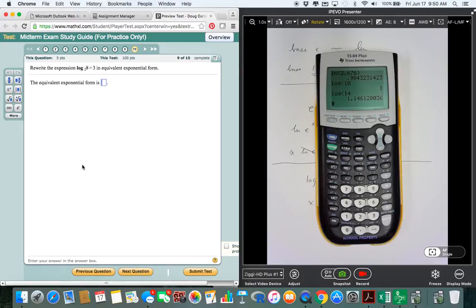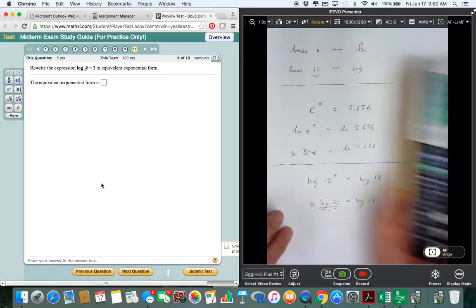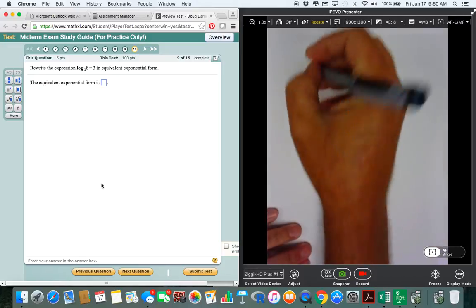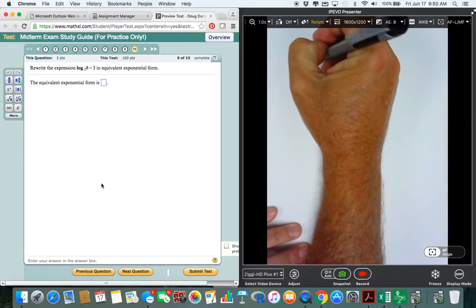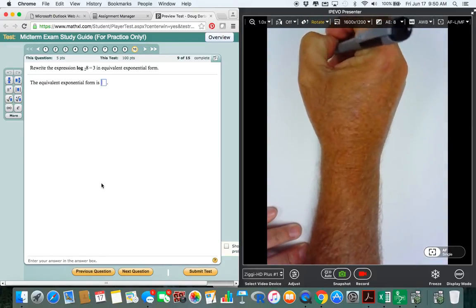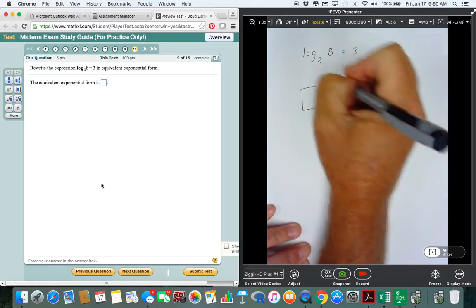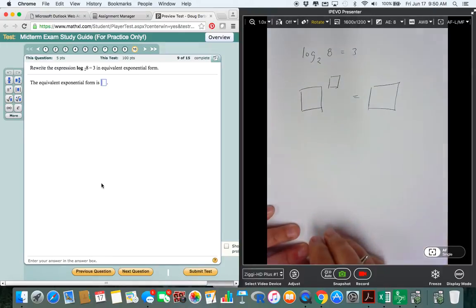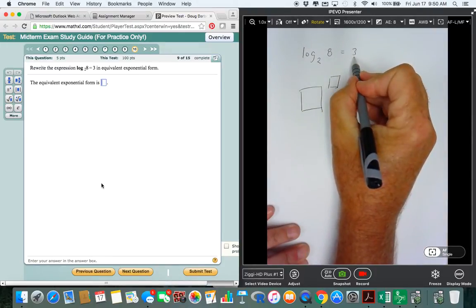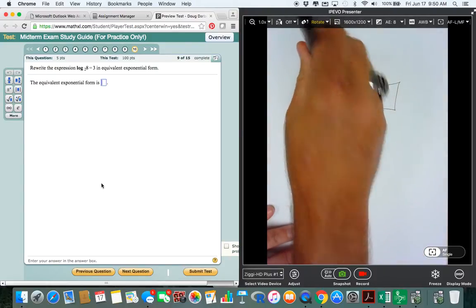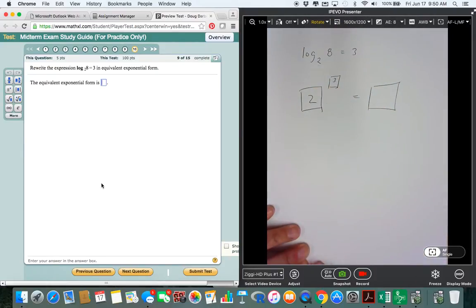10th question, rewrite the expression log base 2, 8 equal 3. Guys, I just taught you that, so who was paying attention and who made it happen? Log base 2 of 8 equals 3. 3 parts here. What goes where? The answer always goes in the exponent. The base always goes at the base of the exponent. The other answer goes right there.